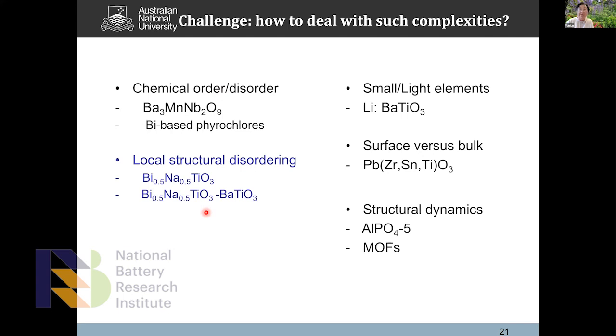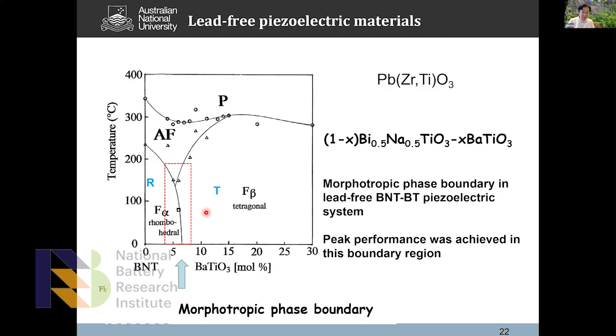Okay, so we know lead zinc titanate is a very well-known piezoelectric material used as sensors, transducers, and actuators for different kinds of applications. Actually, the applications are everywhere. For example, ultrasonic imaging in a hospital also uses this kind of material. Because lead is toxic, over the past 20 years a lot of work has tried to find a lead-free one. For example, this material system is one example.